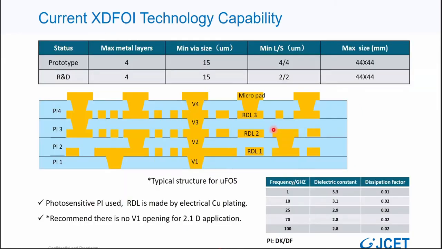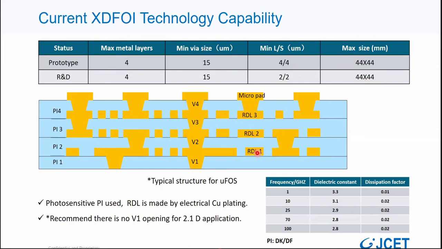So for this current XD fan-out circulation case, what we are currently prototyping is mainly for the metal layer. The minimum VR size is 15 and the minimum line space is 4x4, with a maximum size of 14x14. The R&D case we are doing currently is 4 micron. Minimum VR size is mostly 15, but we are working on the 8 micron size as well. For line space, we are working with 2 micron line space. The mask size is 14x14, mainly constrained by the stepper.